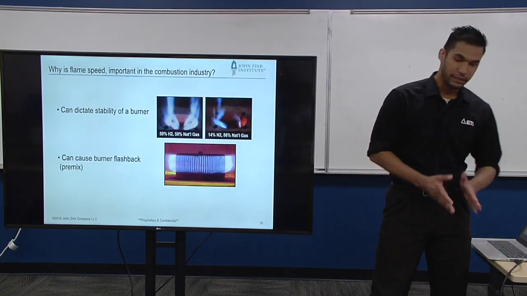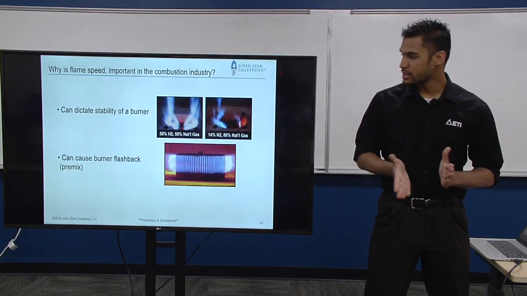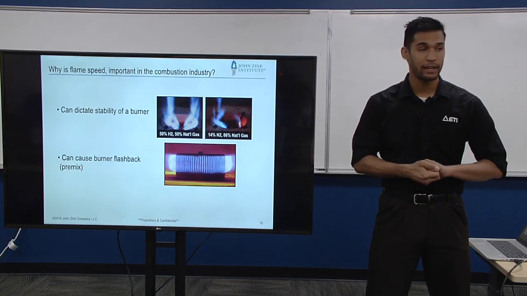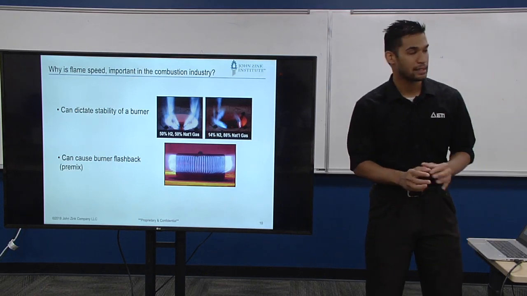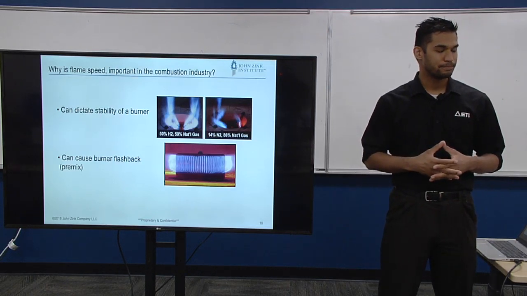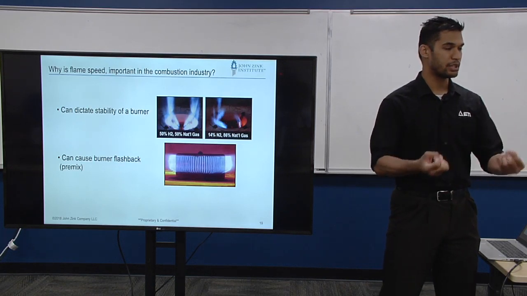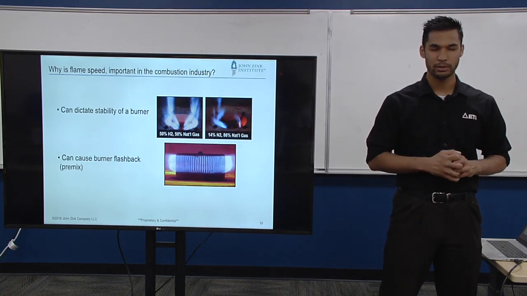Okay, why do we care about flame speed? Like we hinted at before, stability of a burner. Right now we have a burner that's really designed to fire hydrogen and natural gas. So that combustible mixture has a certain flame speed. It has certain heat release properties. We've really designed the burner well around that.